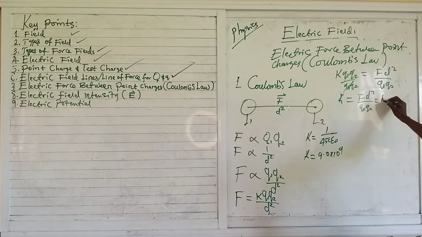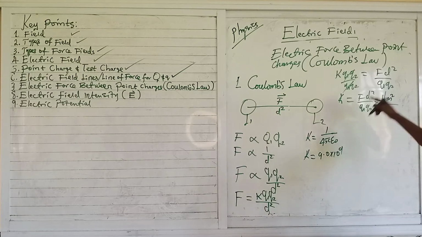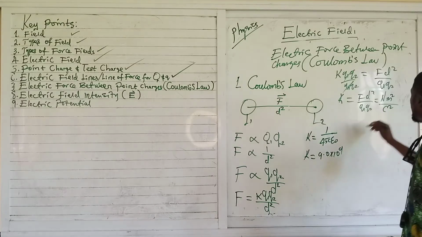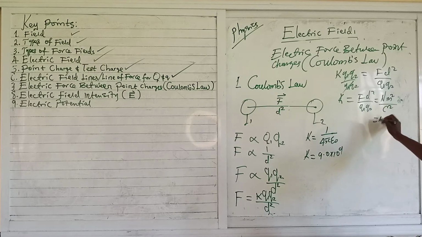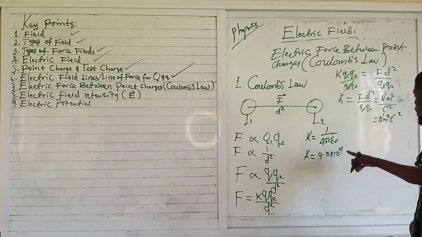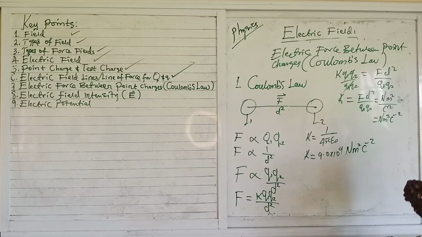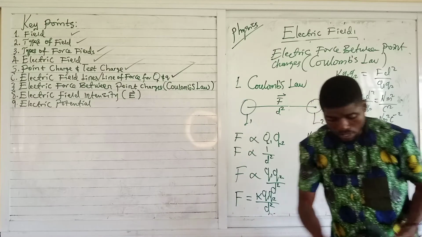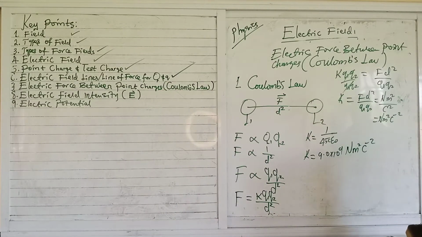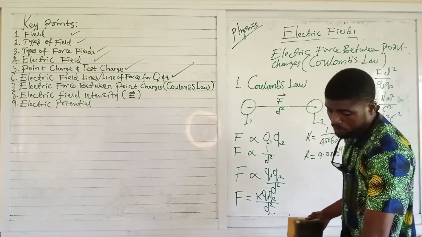Dimensionally, F is measured in units of Newton, D is in meters, so that is meters squared, and Q is measured in the unit of Coulomb. So Coulomb times Coulomb will be Coulomb squared. So the SI unit for K is Newton meter squared per Coulomb squared. So this is 9.0 times 10 raised to power 9 Newton meter squared per Coulomb squared. That is the unit and the numeric value for K. We are not going to stop there. We are still moving on.